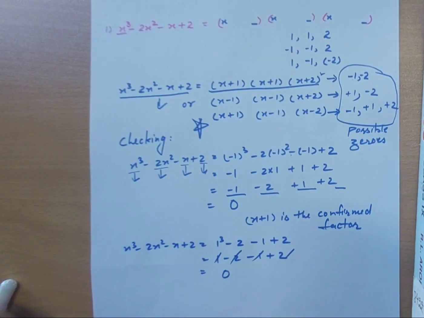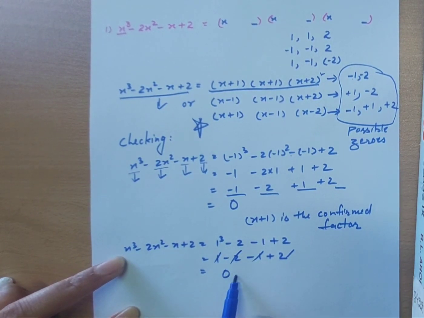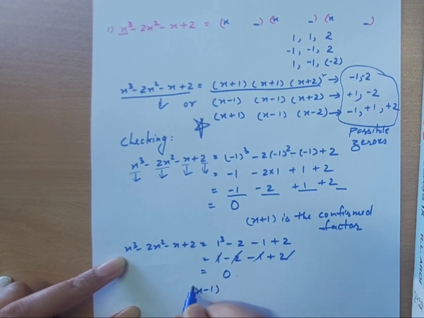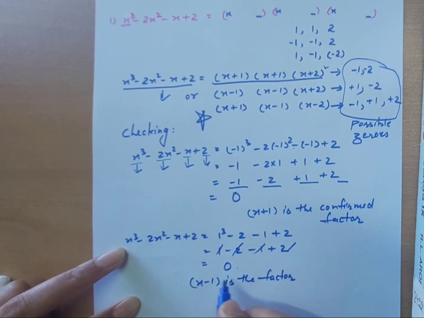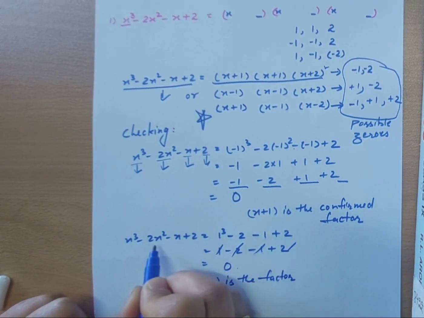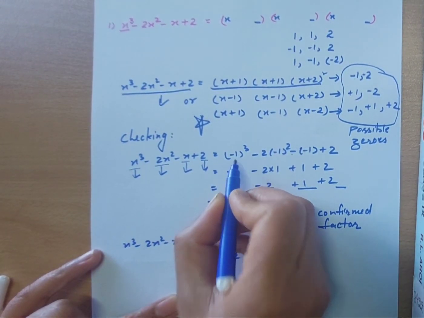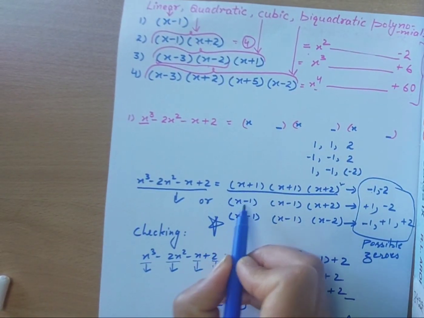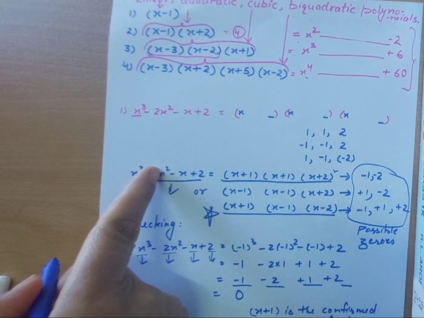So let's check. Here I have checked. I have substituted x as 1 and it turned out to be 0. So 1 is the zero of this. That means x minus 1 is the factor. One more thing: if 1 turns out to be a zero of this, then x minus 1 is the factor. If -1 turns out to be the zero, that means x plus 1 is the confirmed factor. Now x plus 1 and x minus 1, surely they are the factors. That means this is the factorization for the given thing.